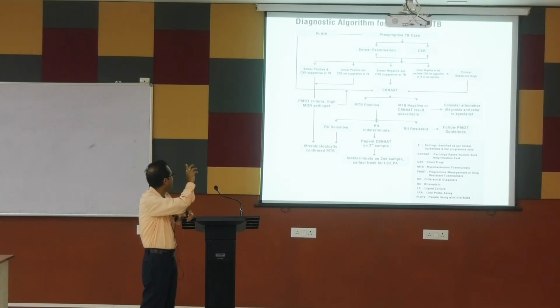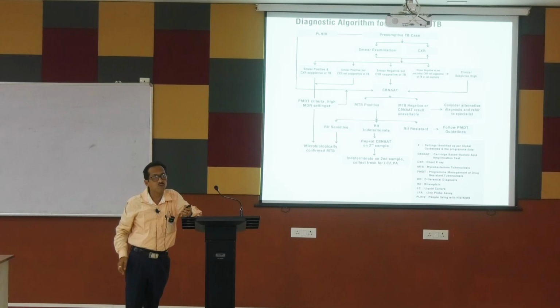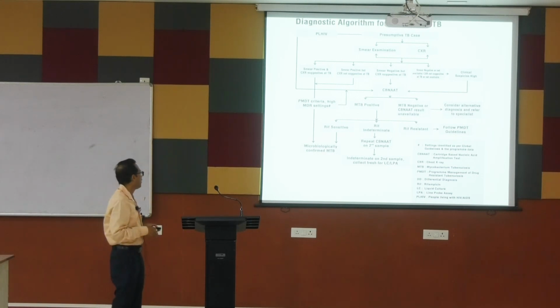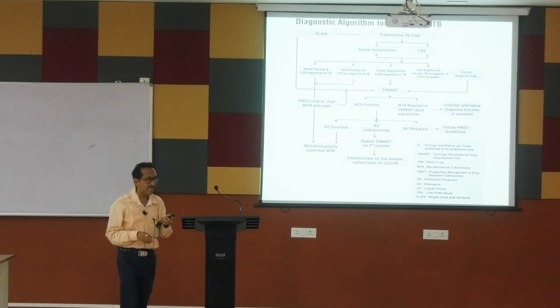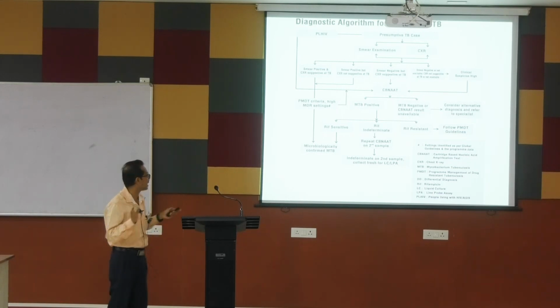This is smear negative but chest X-ray suggestive of tuberculosis. What is the chest X-ray that is suggestive? Last day I told, in which part of the lung the lesion will occur in tuberculosis. In adult tuberculosis, not the primary in children, what is the common X-ray finding? Common X-ray finding is the involvement of the upper lobe. So any shadow in the upper lobe or any cavitary lesion is suggestive of tuberculosis on chest X-ray.